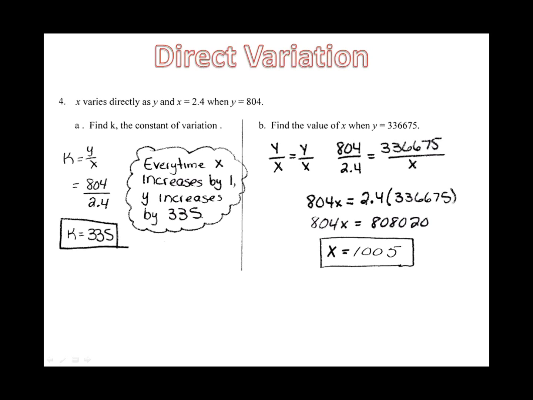To find the value of X in part B, we're simply setting up a proportion. We have the first one, 804 over 2.4, equals 336,675 over X, cross multiply, and solve for X. In this case, we see that X equals 1,005.